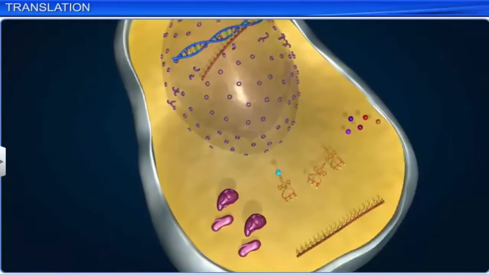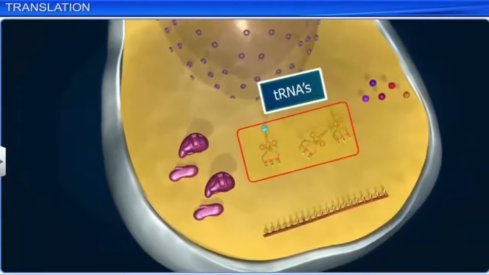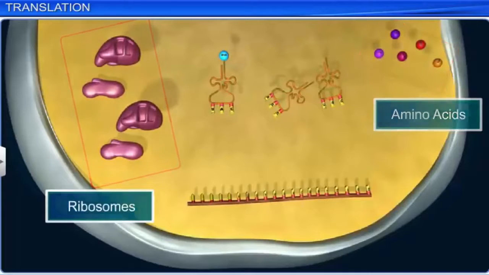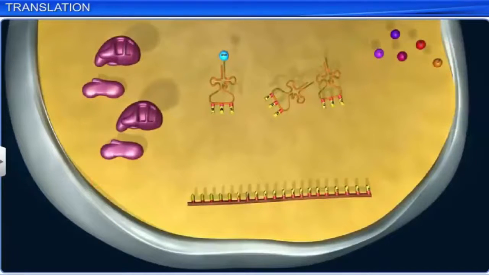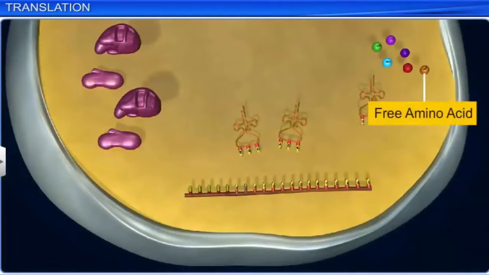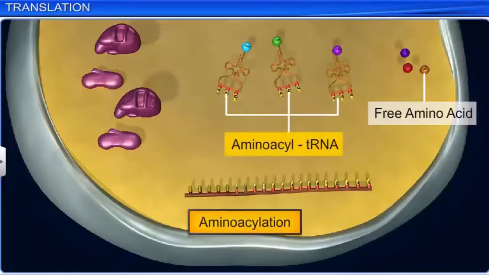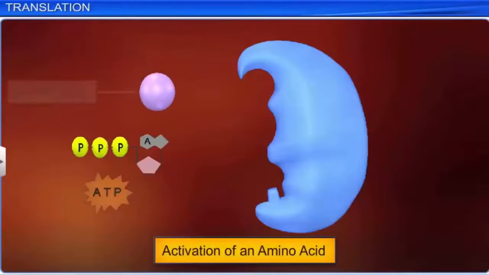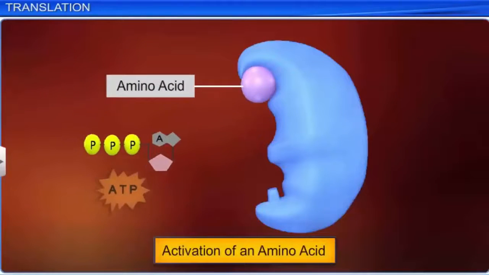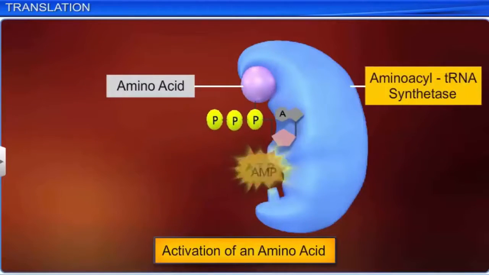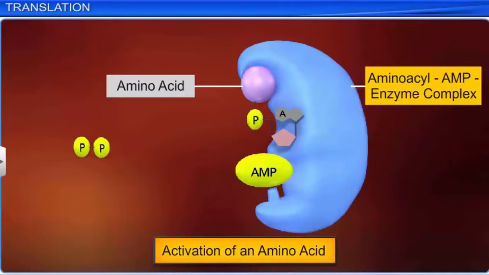The cytoplasm also contains tRNA, amino acids, and ribosomes, all of which are involved in the process of translation. The amino acids and tRNAs in cytoplasm become activated by a process called the charging or aminoacylation. During this process, amino acid binds with ATP in the presence of aminoacyl RNA synthetase and is activated into aminoacyl AMP enzyme complex.